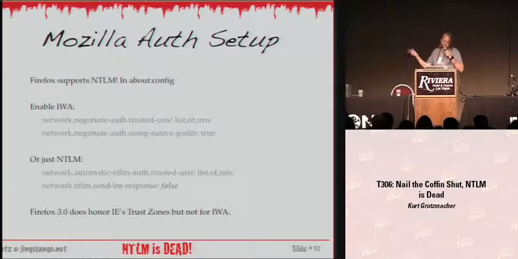Mozilla supports NTLM. Surprise. I was surprised. If you go into About Config, you can use the integrated Windows authentication by giving it a list of URIs. It's kind of funky. It's not great. You can put an asterisk in there, and it'll think everything is in the intranet. So if you're on the internet and you have an asterisk in there, and someone says, hey, authenticate, it'll try.